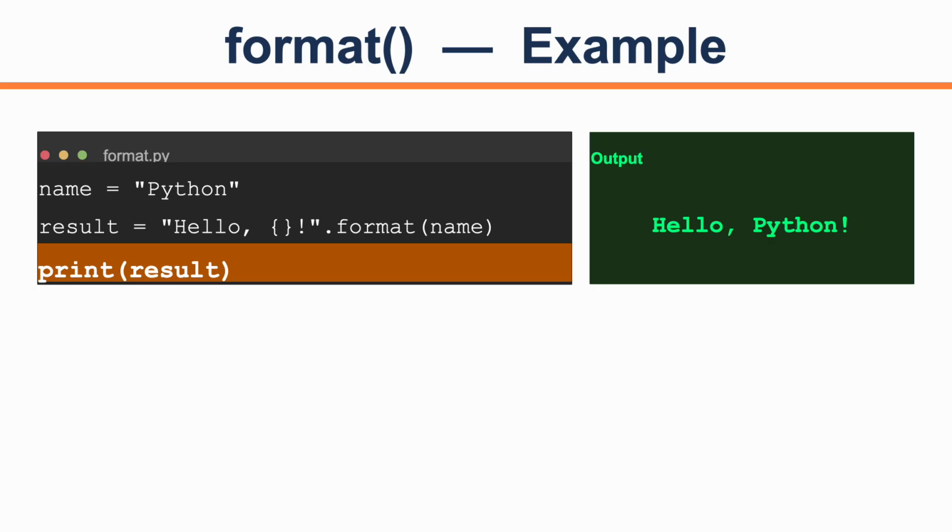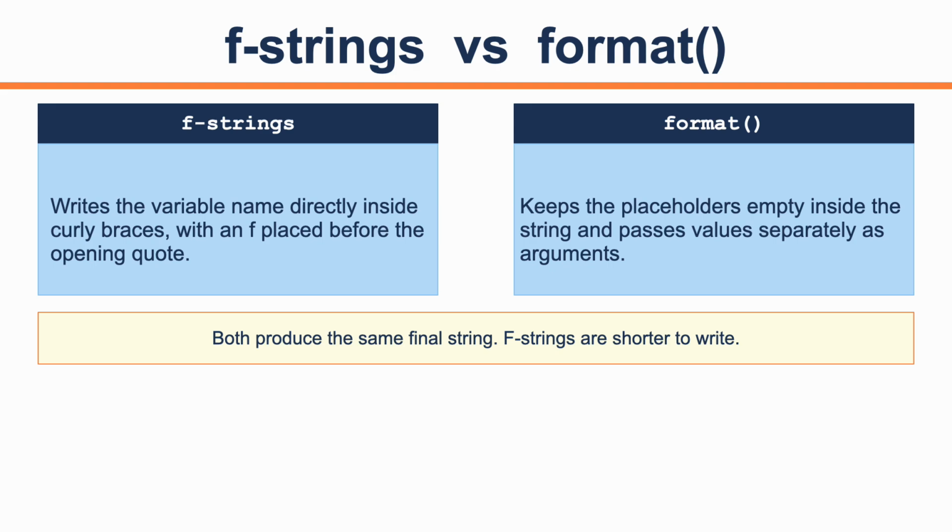f-strings and the format method both insert values into a string. f-strings write the variable name directly inside curly braces, with an f placed before the opening quote. The format method keeps the placeholders empty and passes values separately.